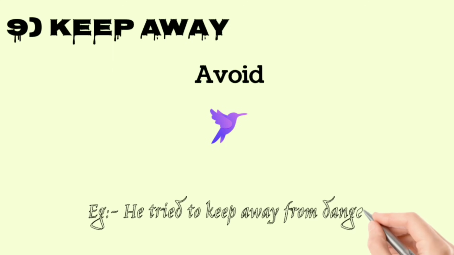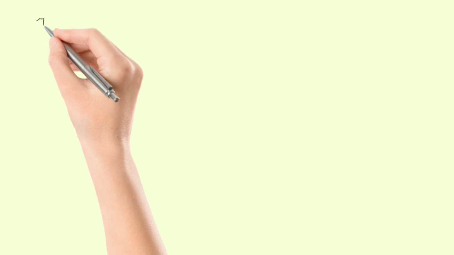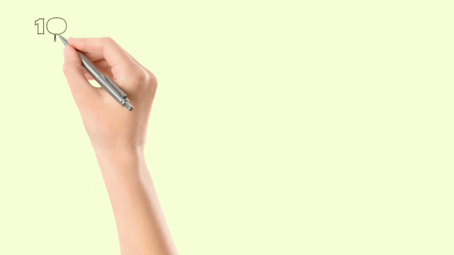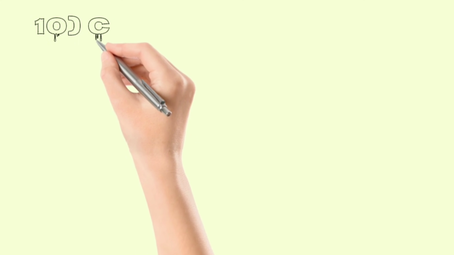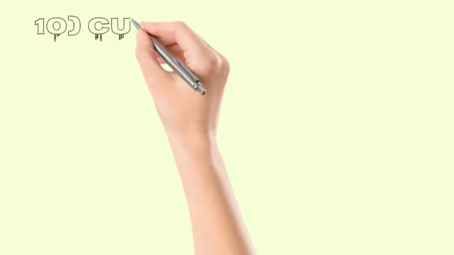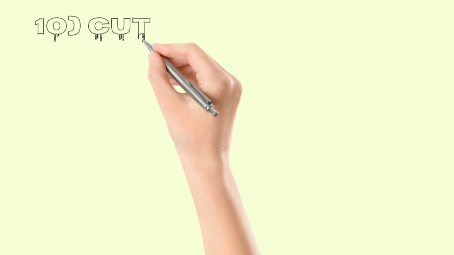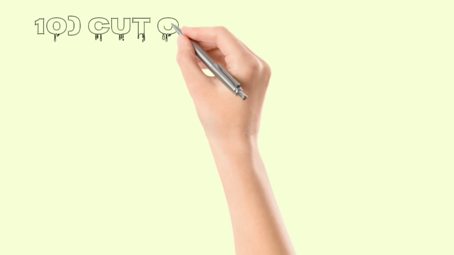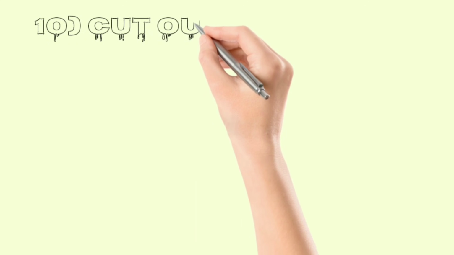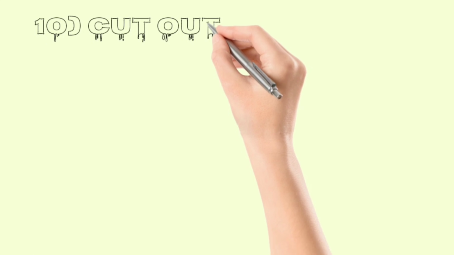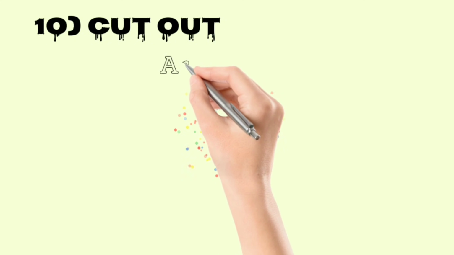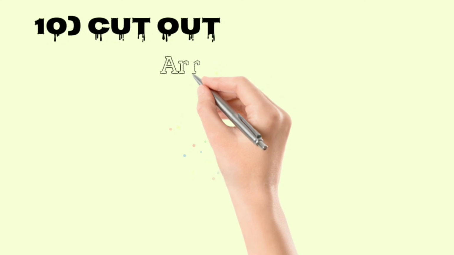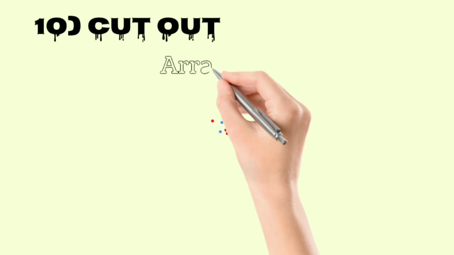So, let's go to 10th one. Cut out. What does that mean? Cut out means arrange. Clear? No need to write now. I'll give you time to write. It's the time for you to listen to the class and learn all those phrasal verbs. You have to apply all those phrasal verbs in your speaking and writing.